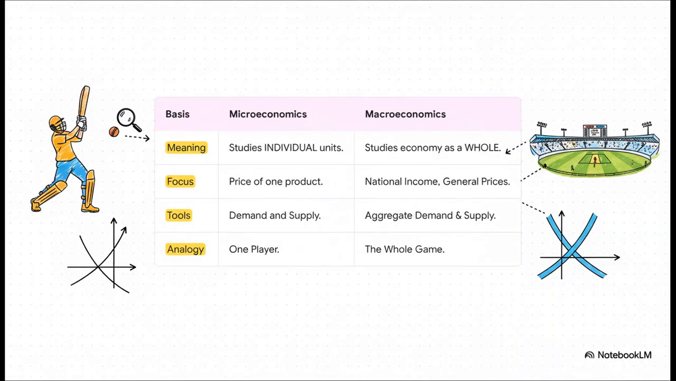Okay, look at this table. It makes everything crystal clear. For meaning, micro is individual units. Macro is the whole economy. For focus, micro is about the price of one product. Macro is about the general price level for everything. Now, the main tools? In micro, we use demand and supply. But in macro, we use aggregate demand and aggregate supply. Don't worry, that word aggregate just means total. That's it, total demand in the country. And finally, our super trick analogy. Micro is one player, macro is the whole game. Please take a screenshot of this right now. It's the perfect revision note for you.